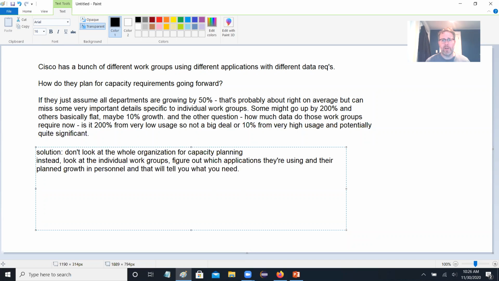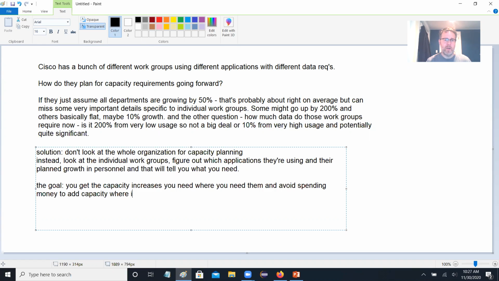So you don't just look at the whole organization and say, oh, it's going 50%. We're gonna put in a higher grade of cable, a higher grade of other hardware all throughout our system. No, instead you say, this part of the system needs to be upgraded. Maybe these other parts we can leave as is. So the goal, you get the capacity increases you need where you need them and avoid spending money to add capacity where it's not needed.